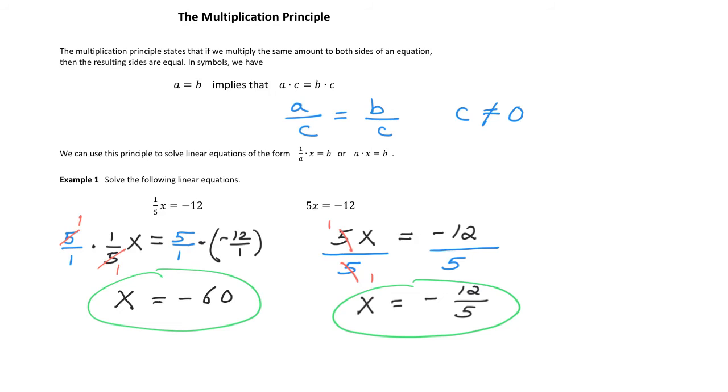So obviously we're going to get two different solutions because they were different equations, but the idea is if you have something like a 5th and you want to cancel it, multiply by its reciprocal, 5. Whereas if you have 5 and you want to cancel it, you would divide by 5, or said another way, multiply by 1/5. And that's how this principle works.